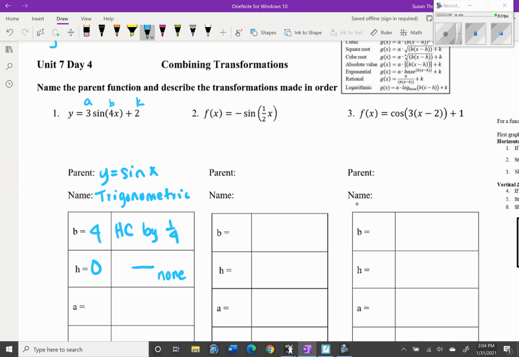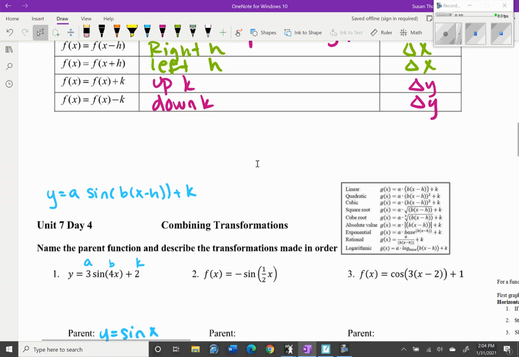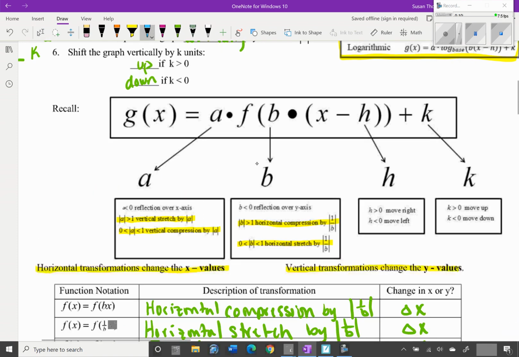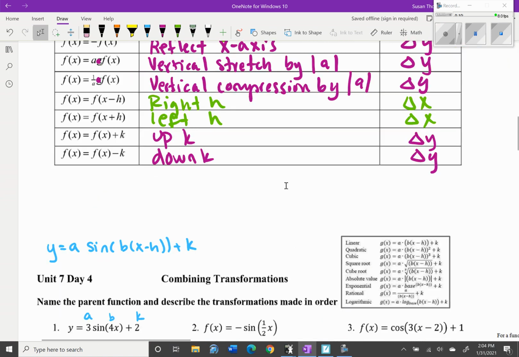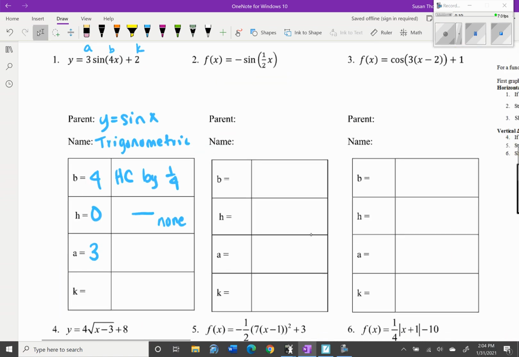No transformation for left or right. And for the next one, we have a, which is 3. So again, if you need to go back to your graphic organizer, a is not less than 0, so we're not doing reflection. And the absolute value of a is bigger than 1, which means it's a vertical stretch by the absolute value of a. So the absolute value of 3 is 3, so this is a vertical stretch by 3. And then my k value is 2, which moves my graph up 2.